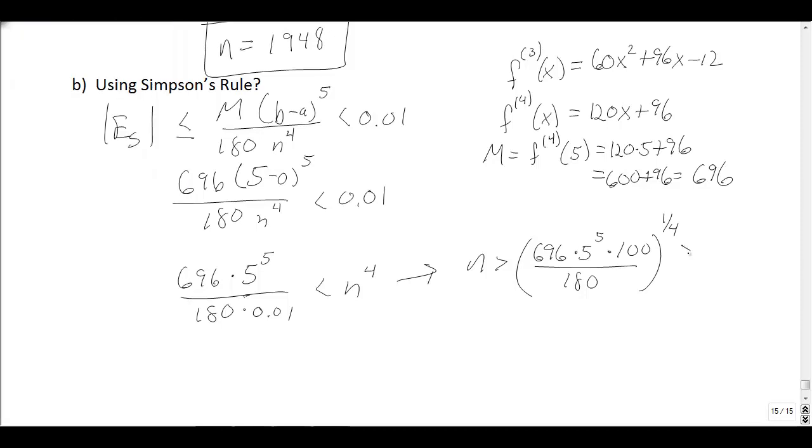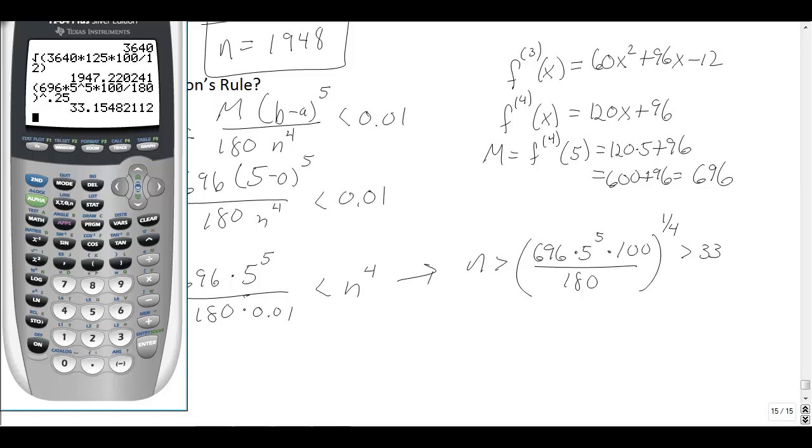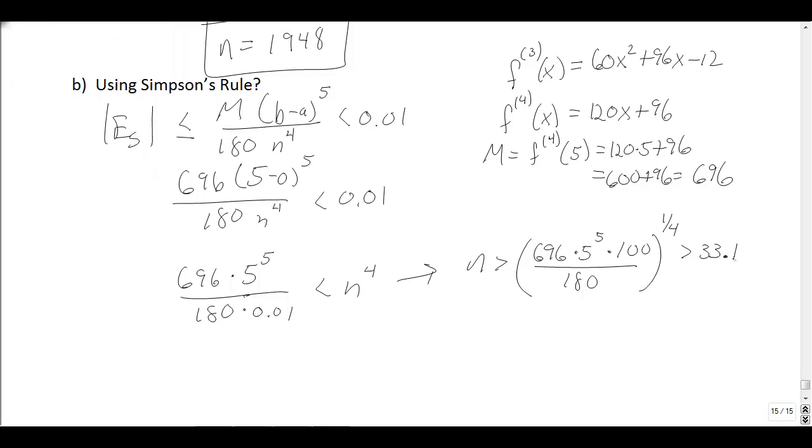So this is greater than 33.1 here. I mean, I don't really need to round. I need a whole number. So here I need n is 34. So Simpson's rule lets us get by with quite a bit smaller.